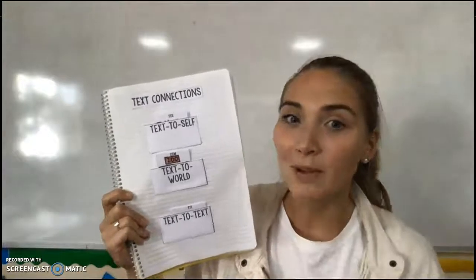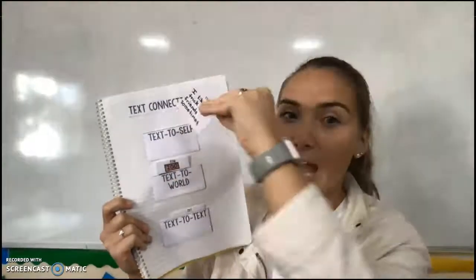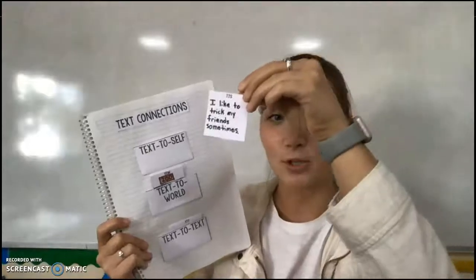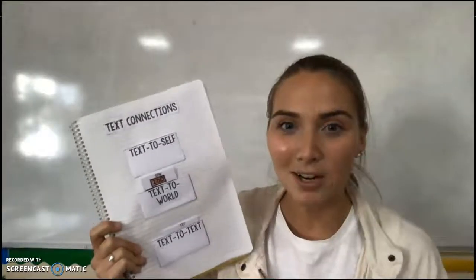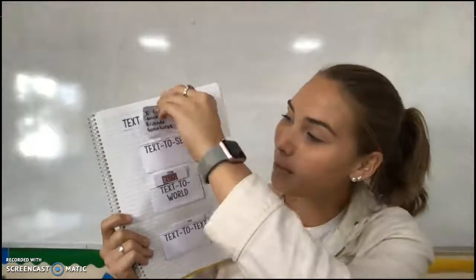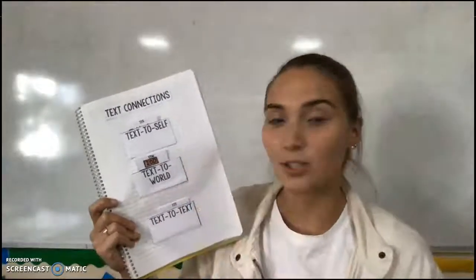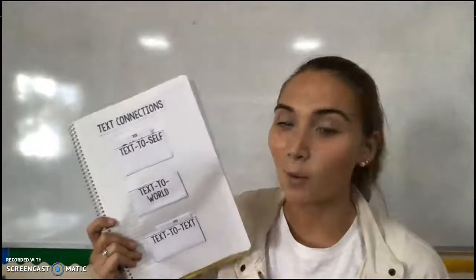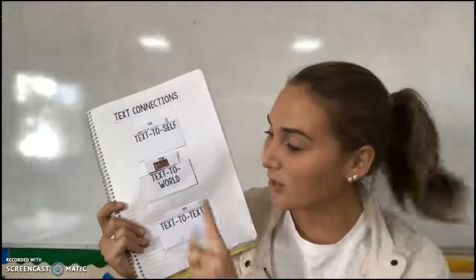For example, you may write sentences or draw pictures. For example, the first one says text to self. I wrote a sentence. I like to trick my friends sometimes. This is a text to self connection because in our story, Jack tricks the people from the town. So that is one example. Another example for text to world, I drew a picture of a zoo because I know that wolves sometimes live in zoos like this. And there were wolves in both of our stories. So that is a text to world connection, boys and girls.